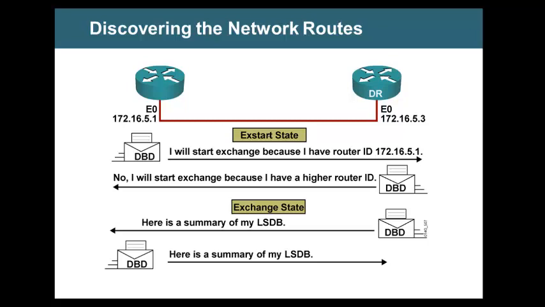After two-way, ExStart. After ExStart, they go to exchange state, where they decide who will exchange, who will initiate the exchange. The one with the higher router ID will always initiate, the others will follow. So who will exchange first is decided in ExStart state, and they exchange accordingly. What do they exchange? They exchange DBD. What is DBD? It is the summary of LSDB.